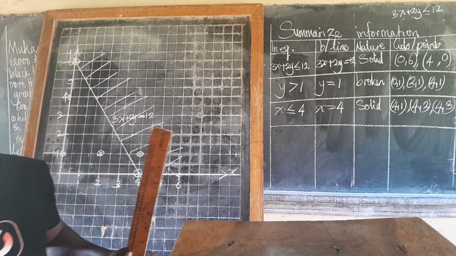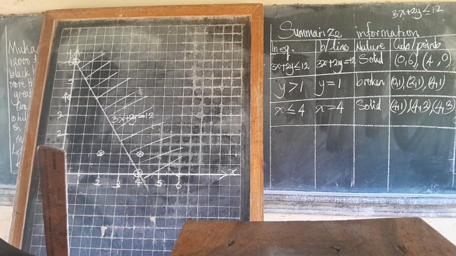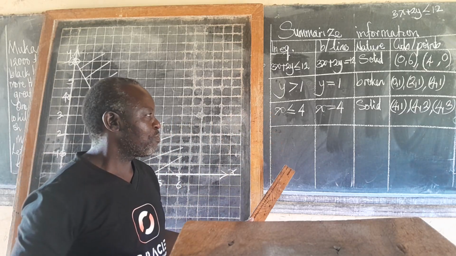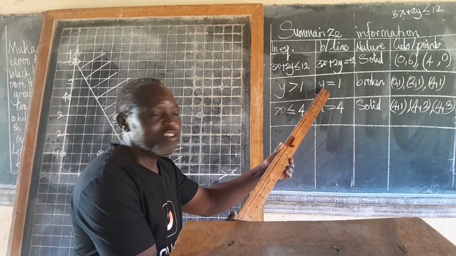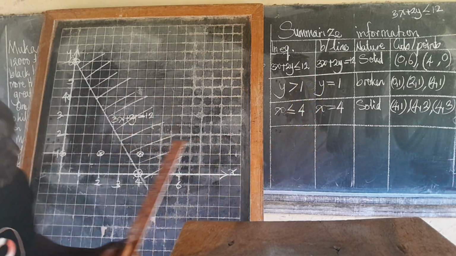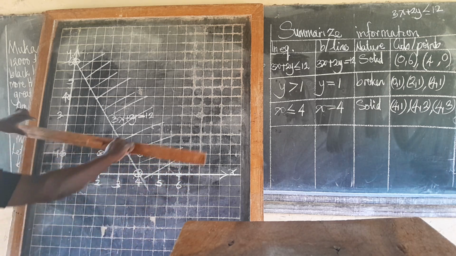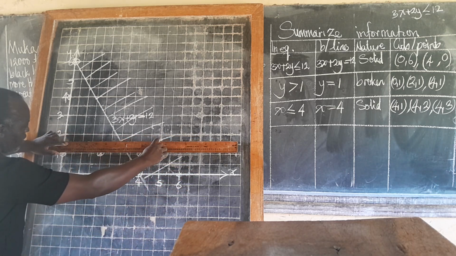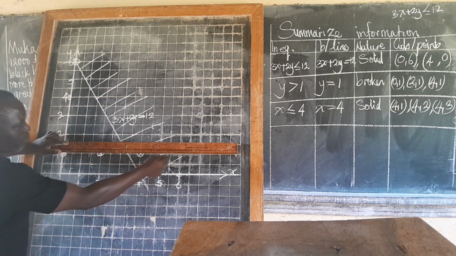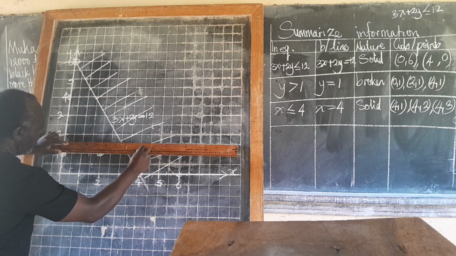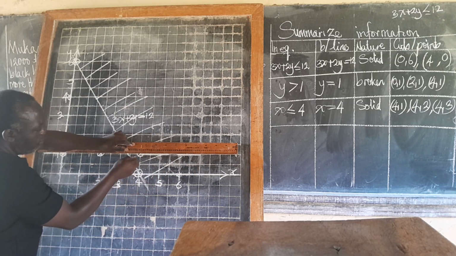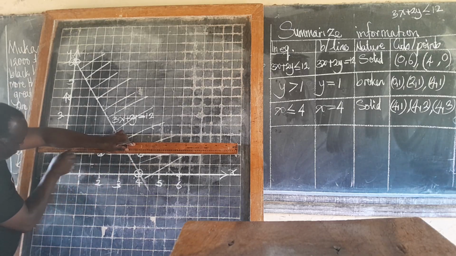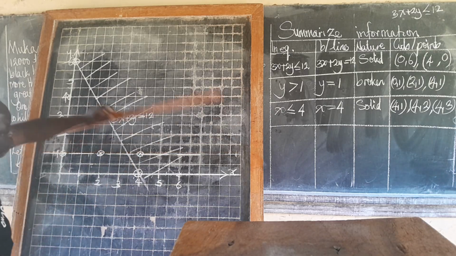Now, if that is (4, 1), we have to ask ourselves what we have to do next. It is to join those points by the line y equals 1. What's the nature of the line? It's broken. Therefore, take note of how we draw a broken line. The broken line is drawn like this. It is broken, broken, broken.